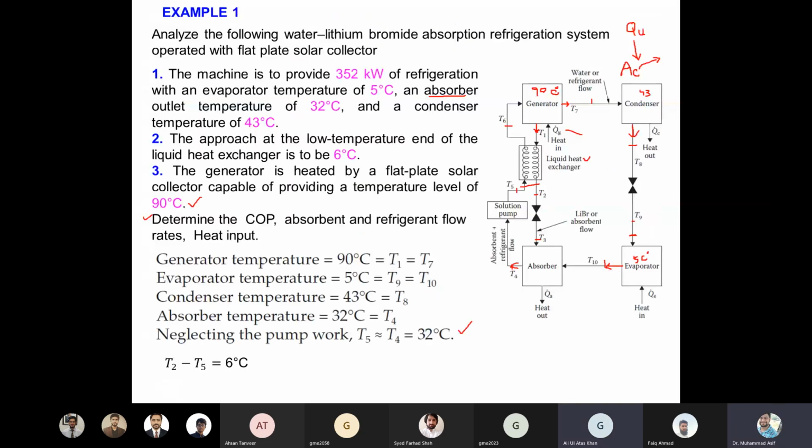This one? Sir, this one, sir. The next one, sir. T9 and T10: sir, as the temperature of T9 and T10 is the same, and the pressure is also the same, so sir, why is their enthalpy different, sir?